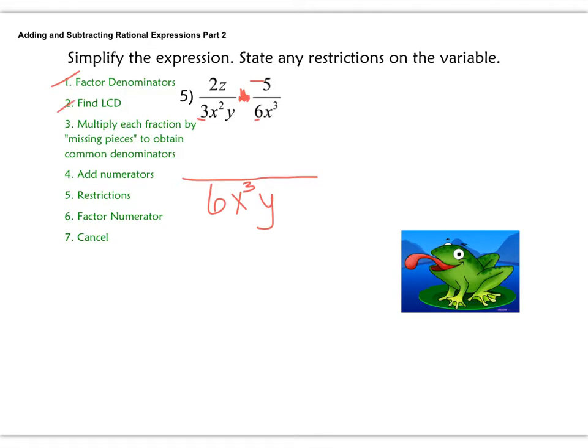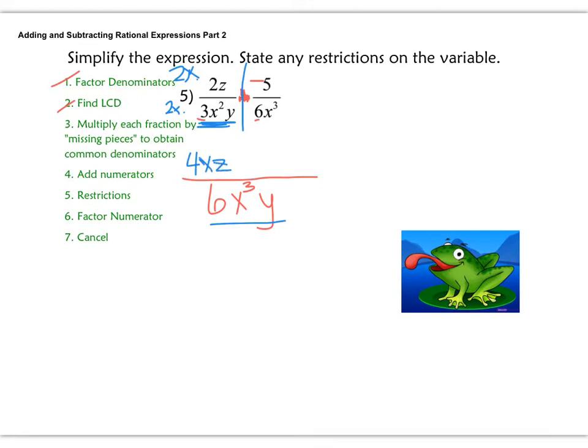Multiply each fraction by the missing piece to obtain the common denominator. So remember, we're looking separately here. What do you multiply 3x squared y by to get 6x cubed y? Well, 3 times 2 makes 6. X squared times x will make x cubed, and I already have the y. So that means I multiply the top by 2x. So 2x times 2z gives me 4xz.